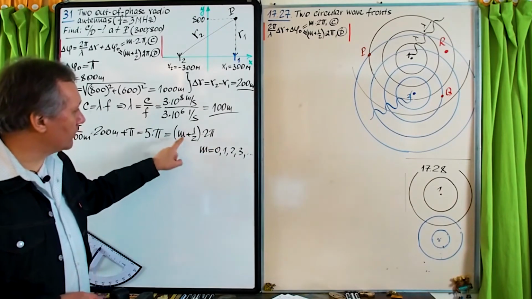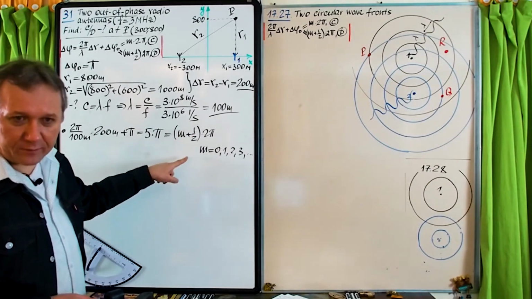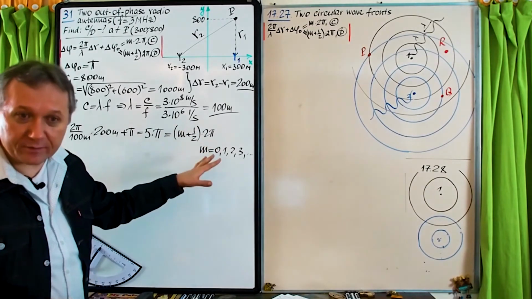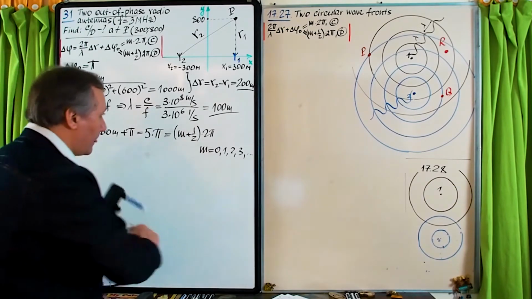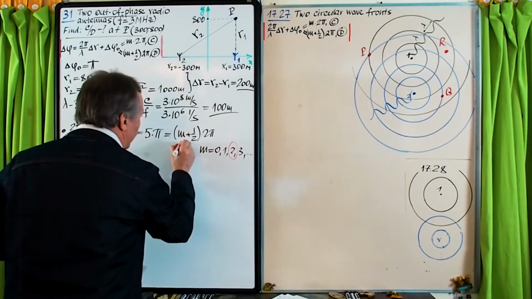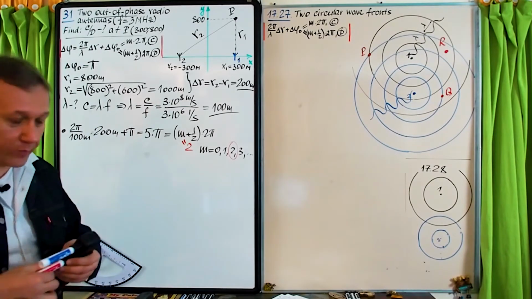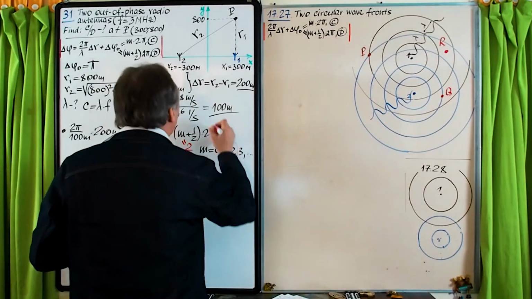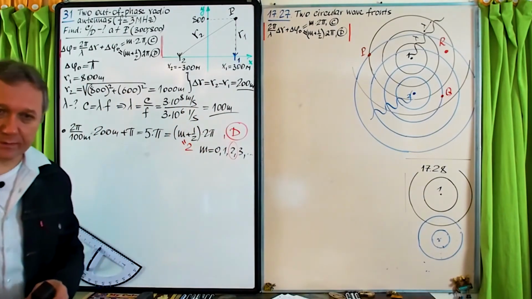M equals 2, it's 4 over 2 plus 1 over 2, it's 5 over 2 times 2 pi. It's 5 pi. Yes, m equals 2, that's our case. So that's m equals 2 in order to get 5 pi. Obviously, at that point P, we're going to have destructive interference.